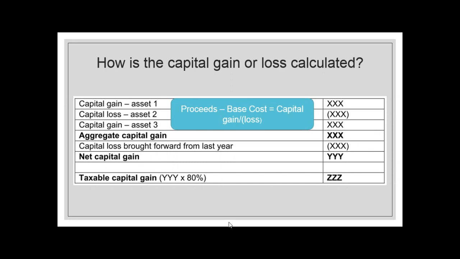Now, if I had a loss, let's quickly change this up. Let's say this was actually 25,000. So that means I made a profit of 5,000. But now I've got 15,000, which is more than the 5,000. Then I still have a loss here. So then I've got a net loss. But then I don't apply this 80%. I carry this forward to the next tax period.